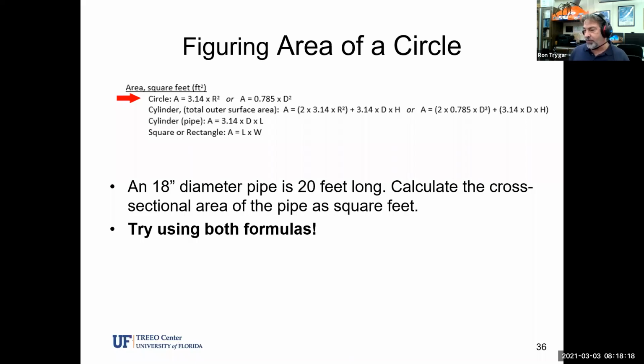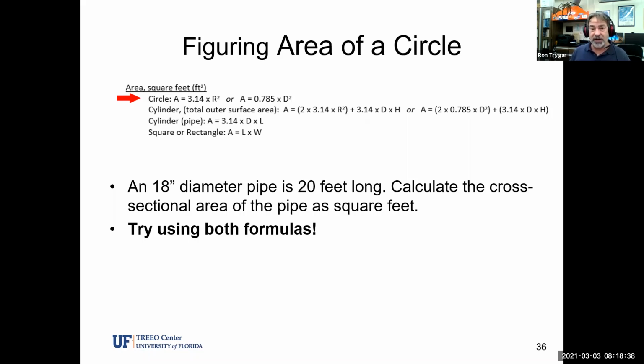So let's try one out here. So we have an 18-inch diameter pipe. It's 20 feet long. Calculate the cross-sectional area of the pipe as square feet. And I'm asking you to try both formulas, try them both out. So I'll write them out on the screen here, and hopefully you'll be able to follow along.